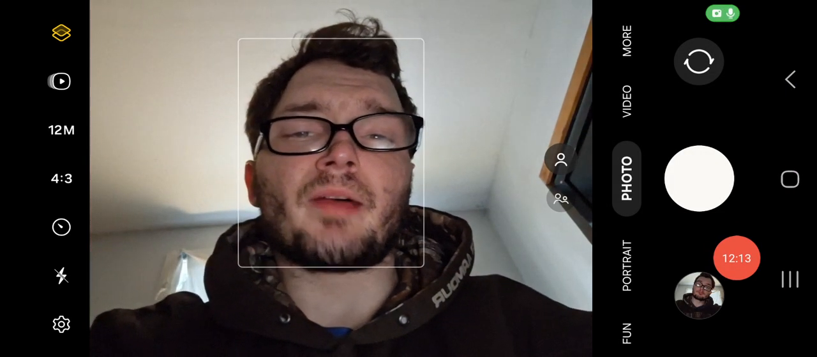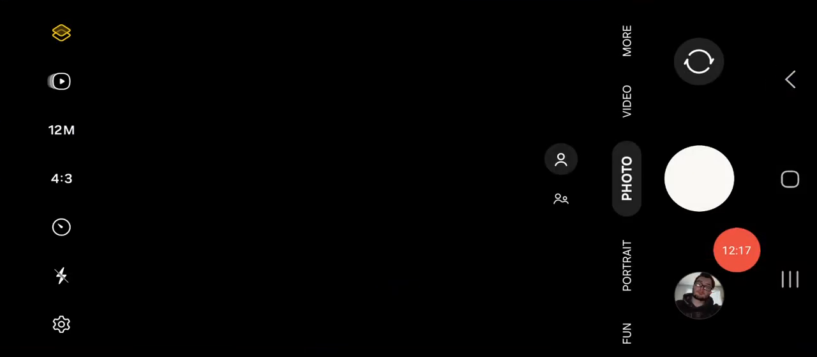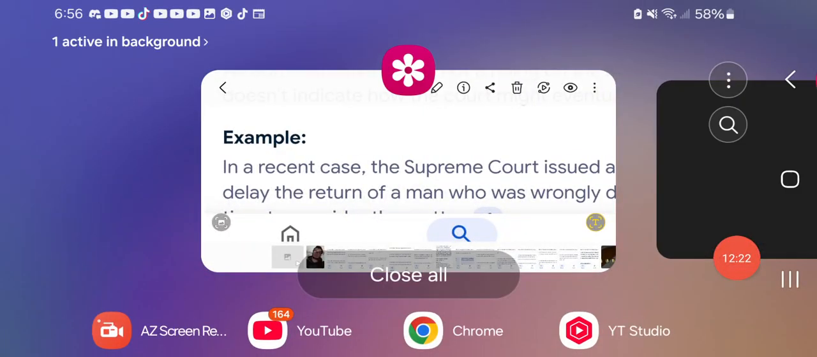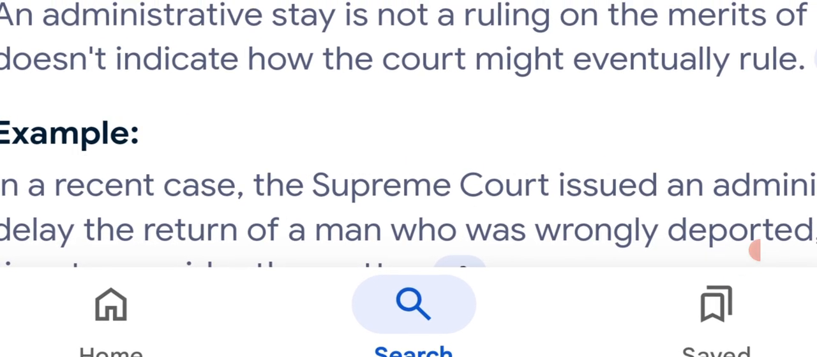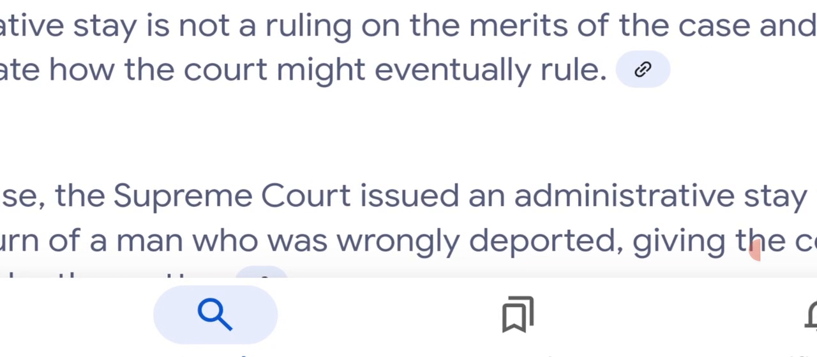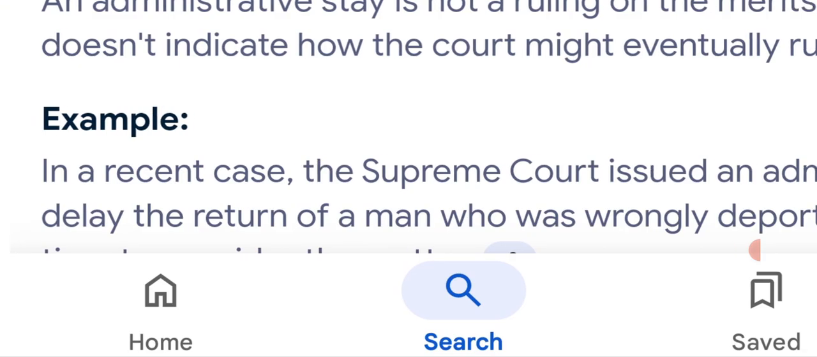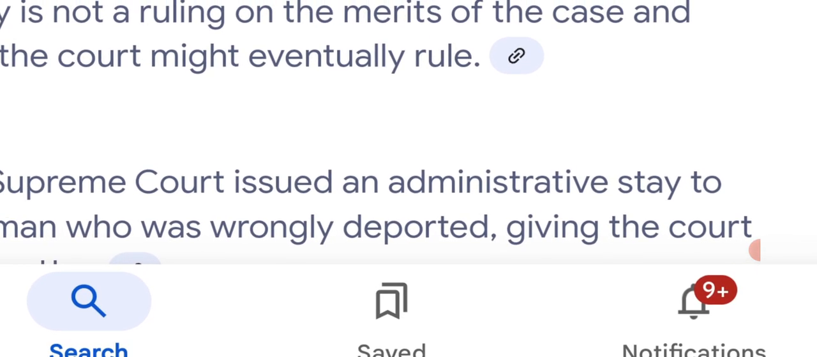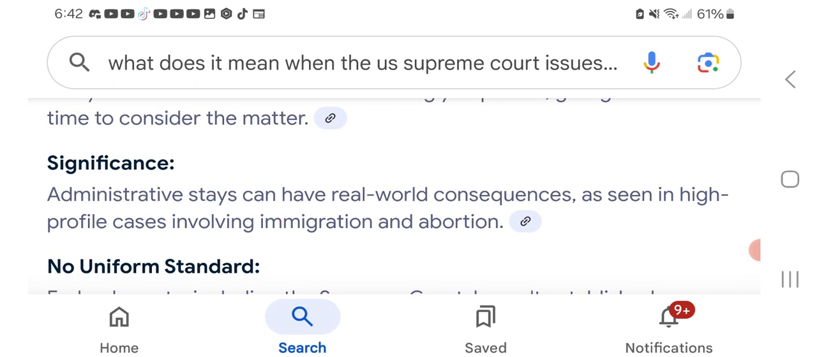Ladies and gentlemen, we're about to hear a few more examples. In a recent case, the Supreme Court issued an administrative stay to delay the return of a man who was wrongly deported, giving the court time to consider the matter.